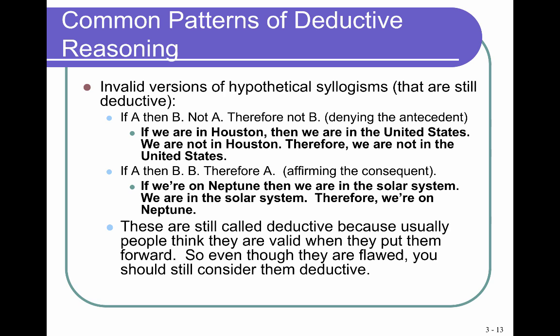These are still considered deductive, even though they're invalid, because people tend to think that they're valid when they use them. They should be considered deductive because they're meant to be deductive, even though their structure is incorrect.